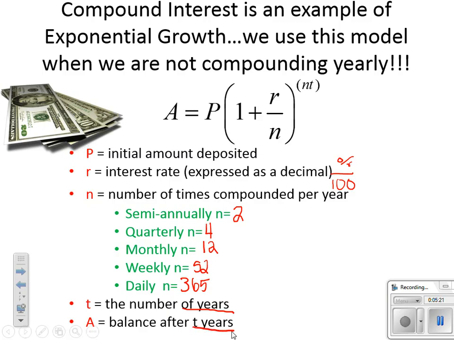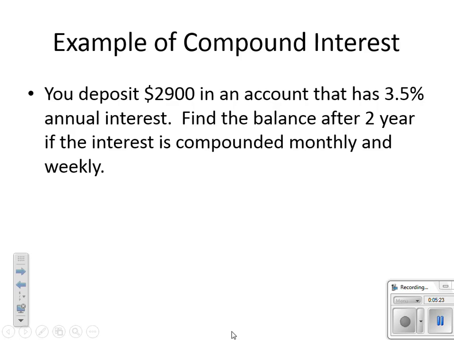So let's look at an example of compound interest. And let's start with the equation. We said A equals P all times 1 plus r over n all to the n times t, excuse me.